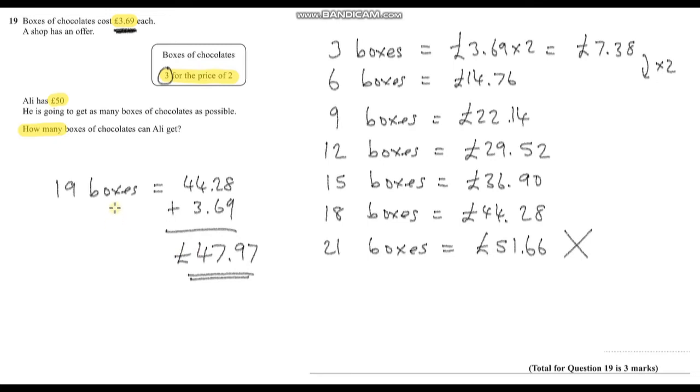So we obviously can't afford 20 boxes because that would be the same as 21 boxes, but we can afford 19. So how many boxes of chocolate can Ali get? Well, our answer is 19.